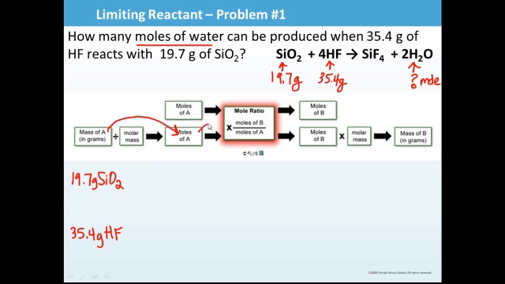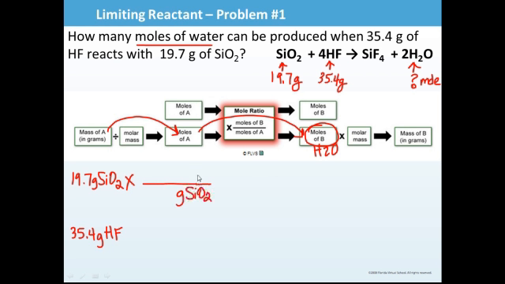And then once I have moles of A, I'm going to convert to moles of B, and then I'm done. Okay, then I'm going to stop because moles of B is what I need. And my B is water because that's what I'm asked for. Alright, so when we start with what we're given, we put an X, we put a line. Whatever unit you start with, you put that unit on the bottom. So we have grams of SiO2.